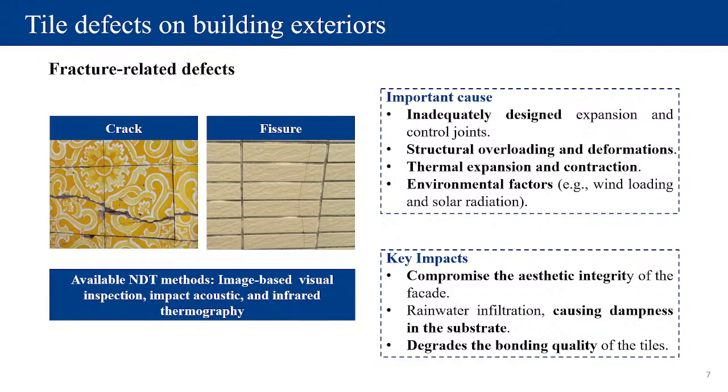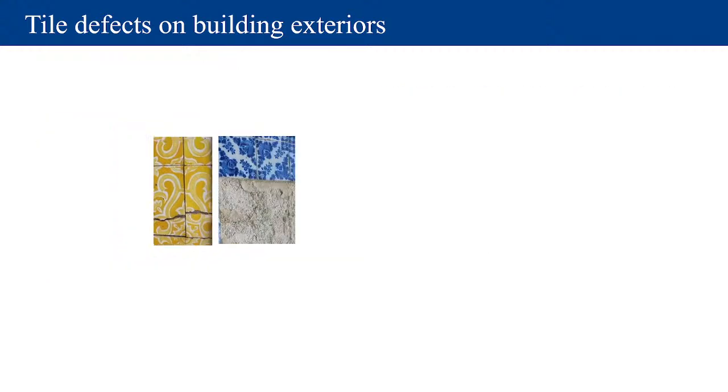And the key impact of fracture-related defects has 3 parts. The first is to compromise aesthetic integrity, and secondly, rainwater would infiltrate through the fracture-related defect and cause dampness in the substrate, and then degrade the bonding quality between the tiles and substrate.